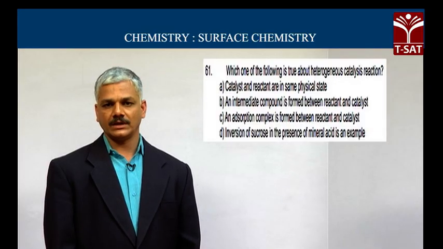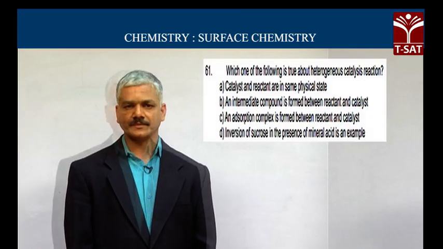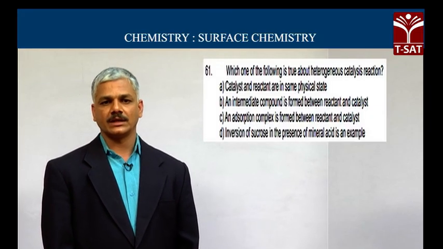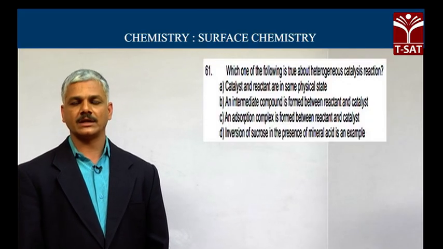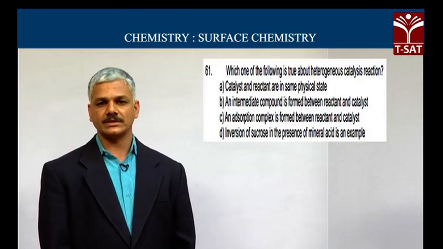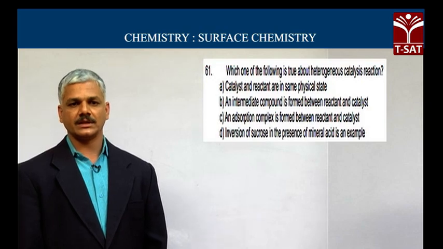61. Which one of the following is true about a heterogeneous catalysis reaction? Catalyst and reactant are in same physical state; an intermediate compound is formed between reactant and catalyst; an adsorption complex is formed between reactant and catalyst; inversion of sucrose in the presence of mineral acid is an example. Correct option is C.